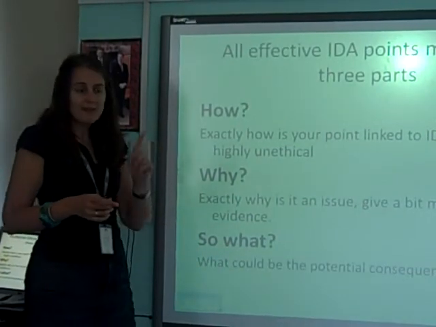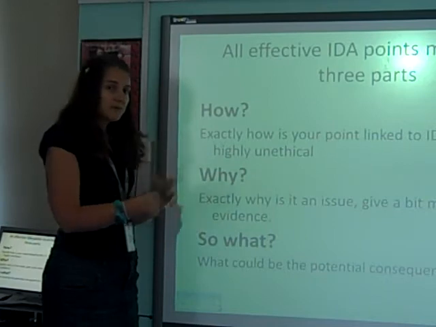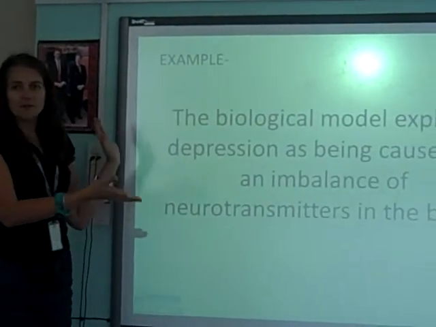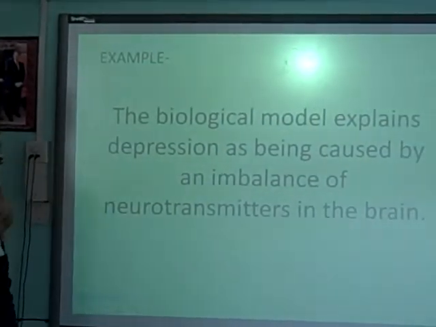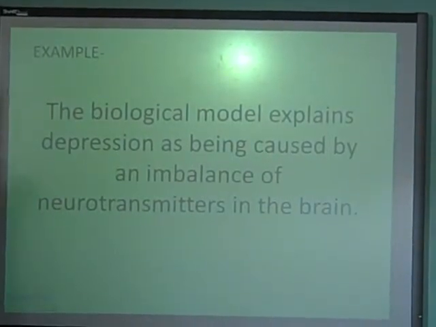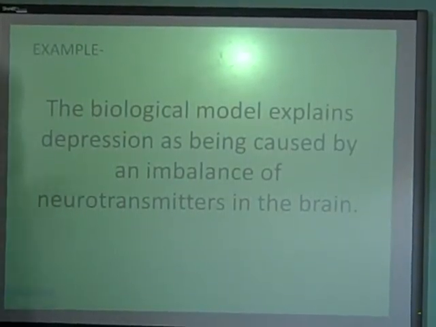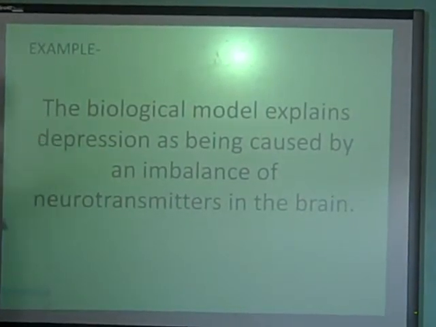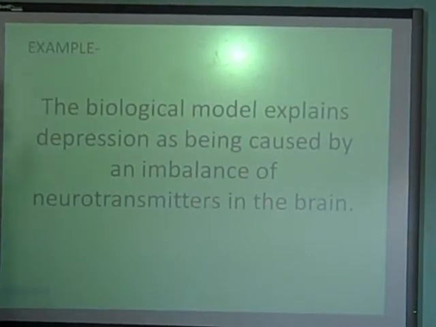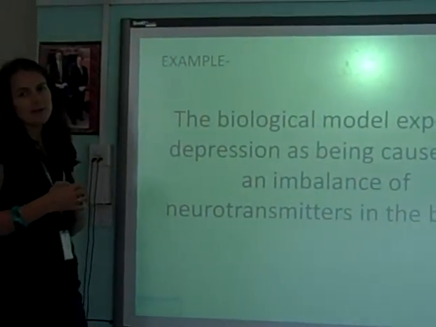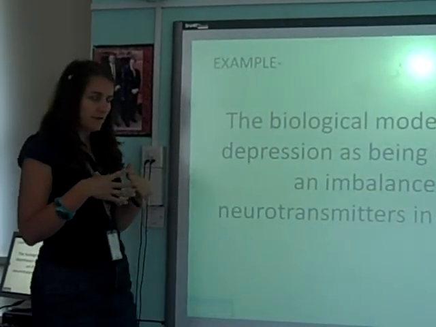So I'm just going to talk you through one basic example, and again you can print these off and use them if you want to. Here is a statement that you've written in your essay. Obviously there's a lot more detail than this. The biological model explains depression as being caused by an imbalance of neurotransmitters in the brain. Obviously it's a lot more complicated than this, but you make the statement that the biological model thinks this. So what you're thinking is, right, how am I going to IDA this? You think about the DATA RACK, and there are lots of potential IDAs you can have for this. We're going to go with the R from the DATA RACK, for reductionism.